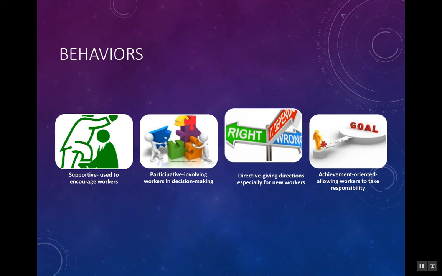The participative behaviors encourage the worker to be active in the decision-making process, particularly those that are related to the worker's areas of expertise. The achievement-oriented behavior results in the worker becoming responsible for growth and the completion of tasks. The worker demonstrates initiative in completing tasks and beginning new tasks.